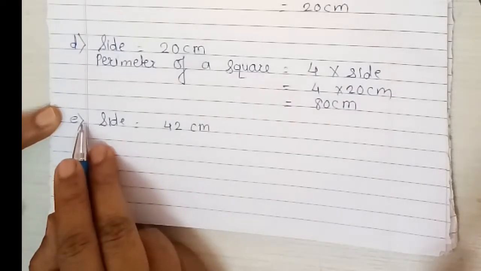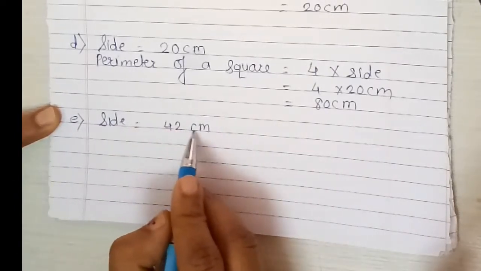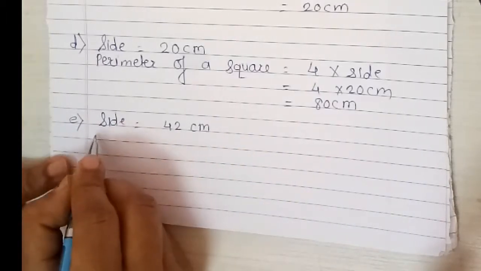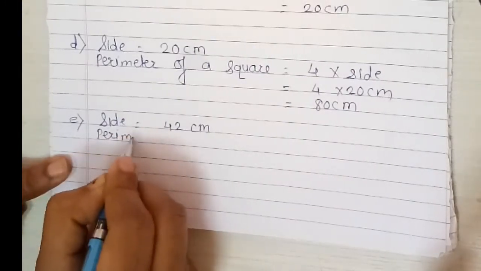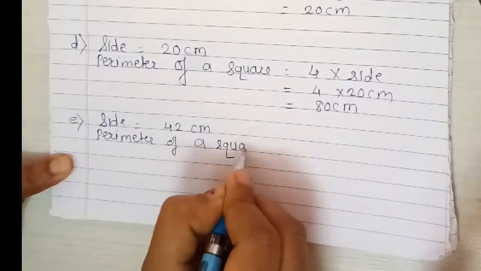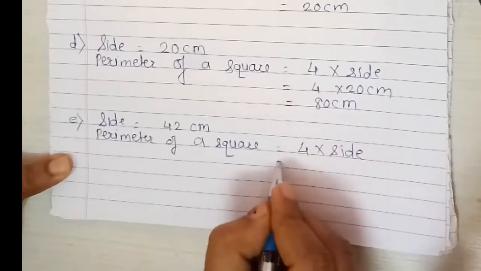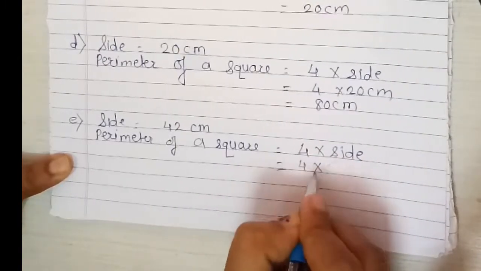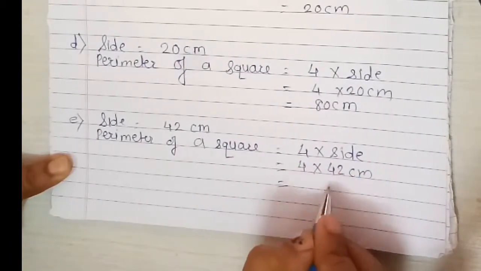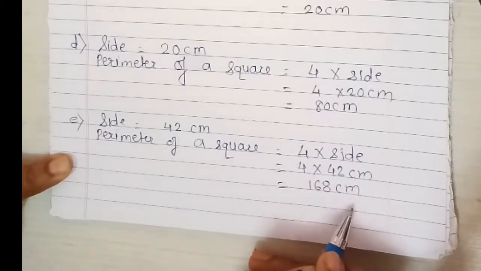Solution for E. The side of a square is given as 42 cm. Now we have to find the perimeter of the square. So using the formula, perimeter of a square is 4 multiplied by side. The side is given as 42 cm. We'll multiply 42 by 4. 4 2s are 8, 4 4s are 16. So the perimeter of the square is 168 cm.